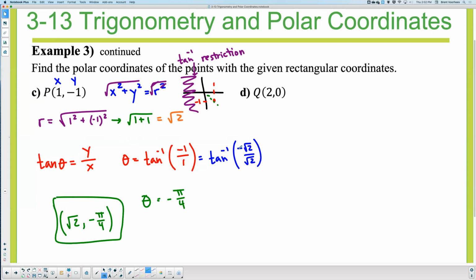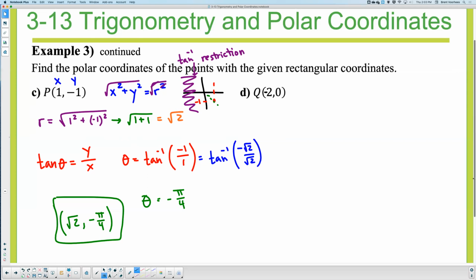Now really quickly, what if this had not been, you know what, I'm going to just change this one. Rather than change this problem, how about I change D? D says 2 comma 0, let's change this to negative 2 comma 0. This will be better math. Change that to a negative 2, right in there, sneak in a negative. Because now I get to show you what I meant with the tangent restriction.